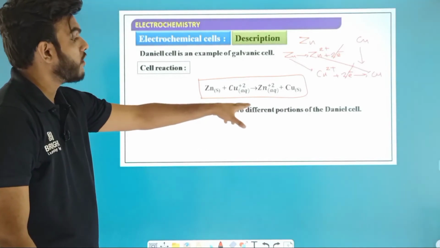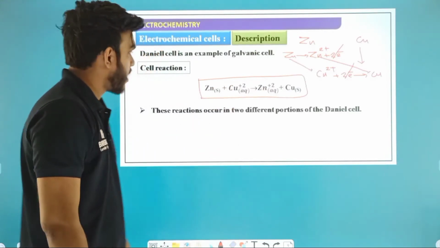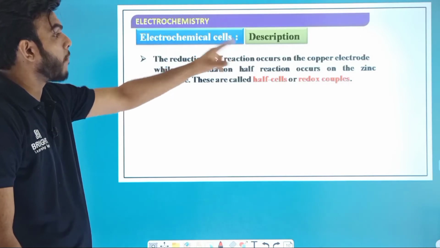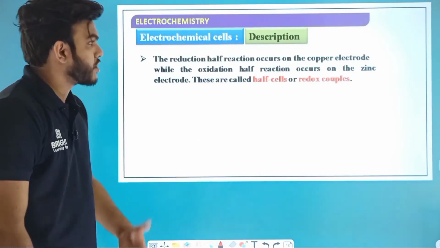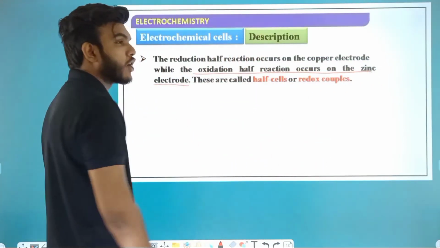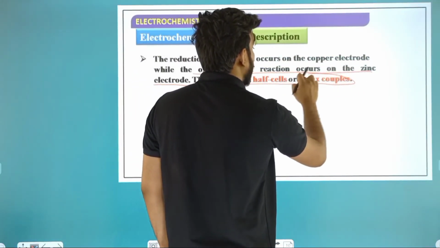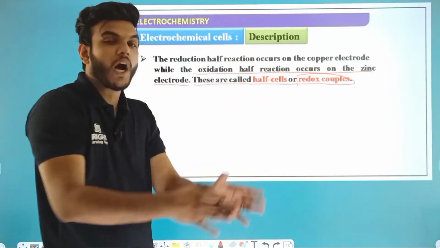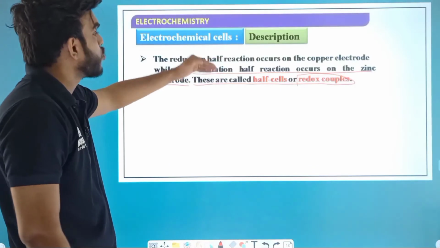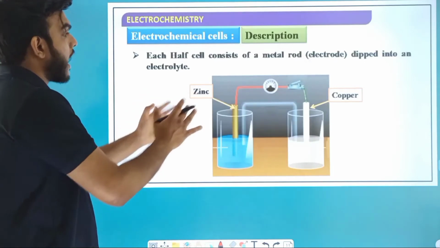This reaction occurs in two different portions of the Daniell cell. This is the oxidation half cell and this is the reduction half cell. You know it very clearly. The reduction half reaction occurs at the copper electrode, that is, copper undergoes reduction, while the oxidation half reaction occurs at the zinc electrode, that is, zinc undergoes oxidation. These are called half cells, or redox couples. Each half cell, the reduction half cell and the oxidation half cell, is known as a redox couple.